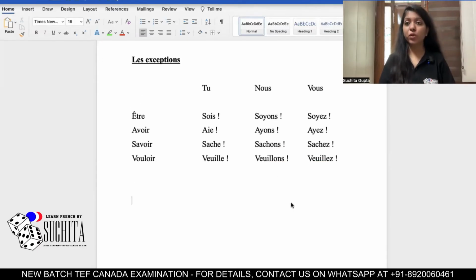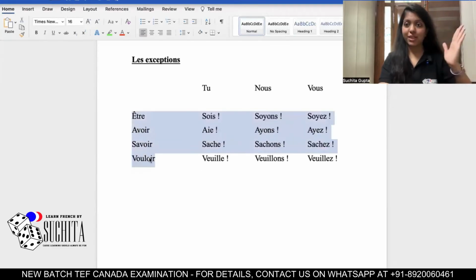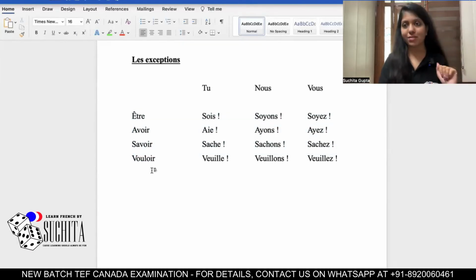Now, till now, what we were doing was using the present tense itself to make the imperative forms. There are 4 verbs which are exceptions to this rule, which are être, avoir, savoir, and vouloir, which I have written on the left-hand side. These 4 verbs are the only exceptions in case of imperative. Now, what are the exceptions? These 4 verbs change completely in case of imperative. With tu, the verb être becomes sois. Nous becomes soyons. And vous becomes soyez.